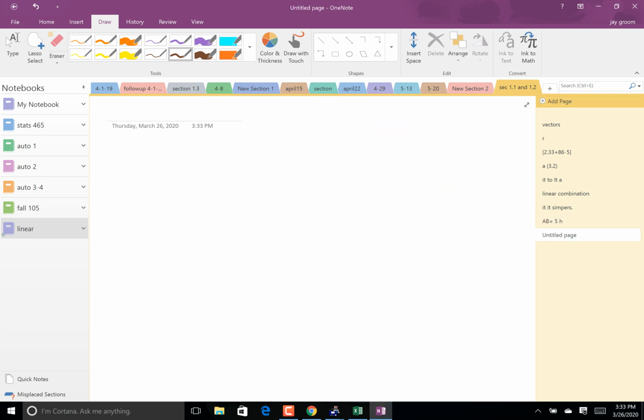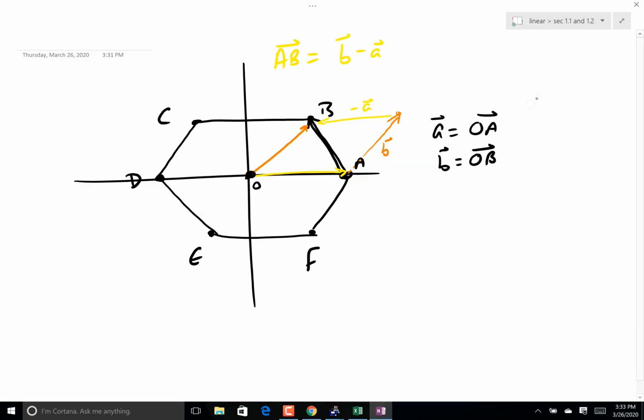What if I wanted to do vector AD? Well, how am I going to get from A to D? I feel like what I need to do is take A, this guy right here, and flip him around. And to do that, I would end up with negative A.